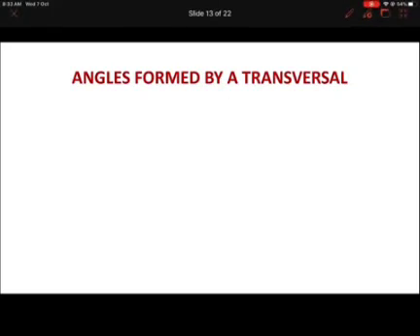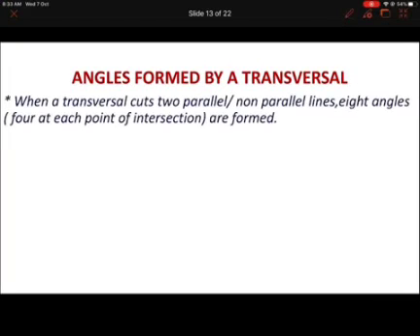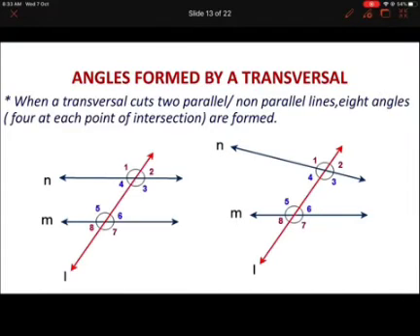Now, angles formed by a transversal. Now you all know what parallel and non-parallel lines are and what a transversal line is. So when a transversal line cuts parallel or non-parallel lines, children, then 8 angles are formed. These are parallel lines and this is the transversal. It's named as L here already. So we'll keep it as that.